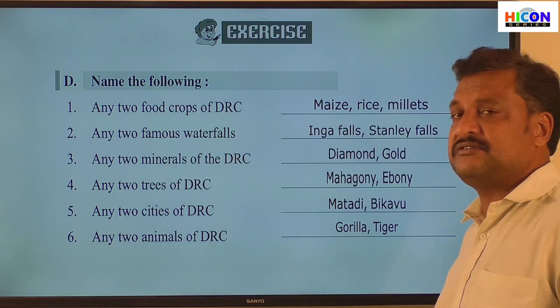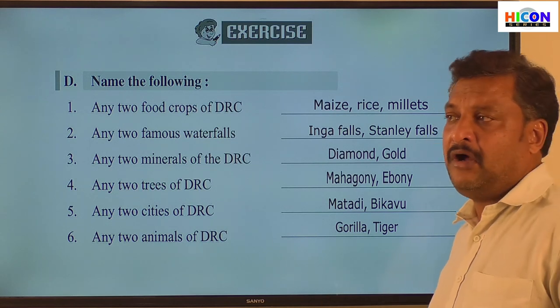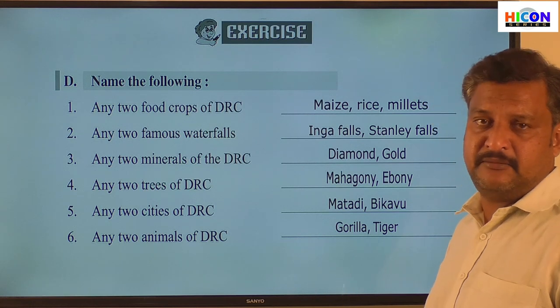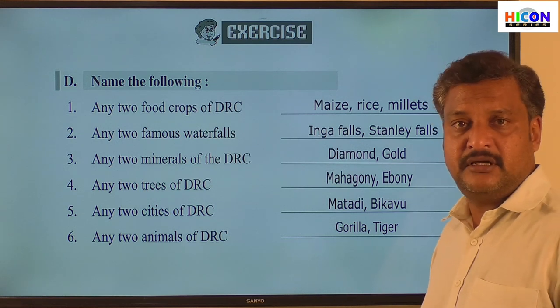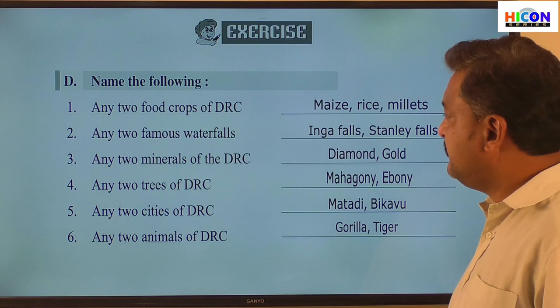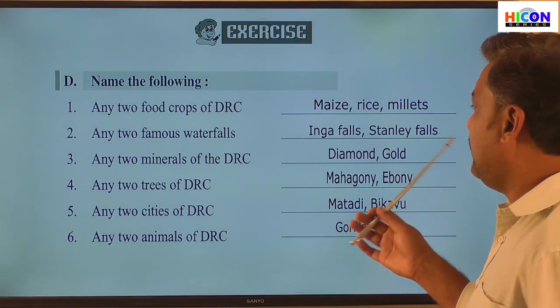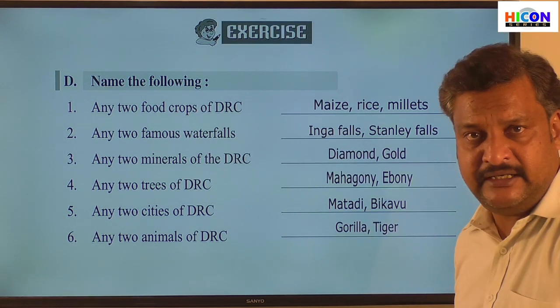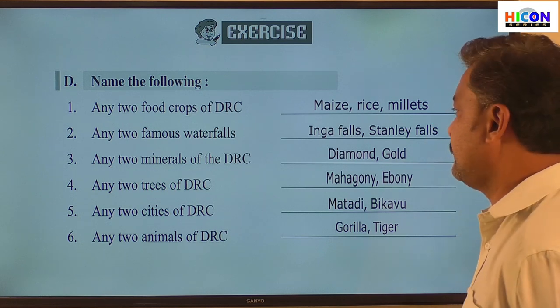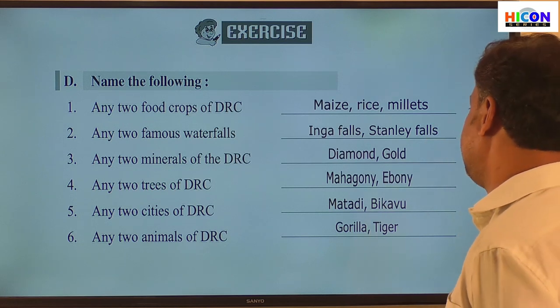Any two minerals, cobalt is there, copper is there, diamond is there, gold is there. Plenty of minerals are there. We can write any two of them. I have written diamond and gold. You can write the other minerals also. Doesn't matter.